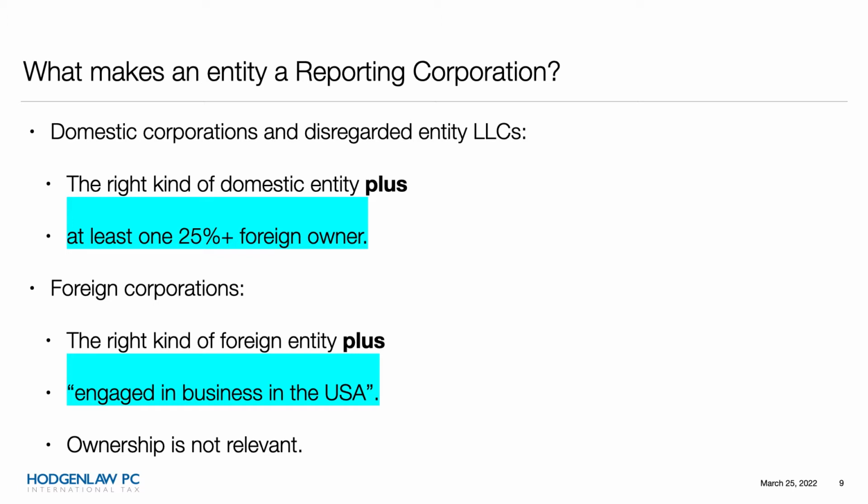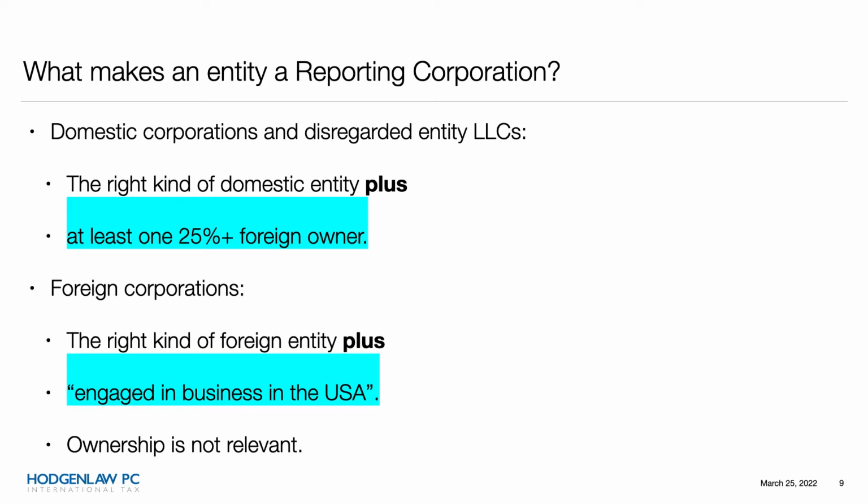And this slide gives you the first hint that there are three types of entities that can be reporting corporations: domestic corporations and disregarded LLCs. And the double-barreled shotgun is the right kind of domestic entity, namely corporation or LLC, and at least one 25% or more foreign owner. The double-barreled shotgun for a foreign corporation is the right kind of foreign entity, namely a foreign corporation, and it is engaged in business. And note here, please, that the 25% ownership threshold is irrelevant, and indeed foreign ownership is irrelevant for triggering the Form 5472 filing requirement.